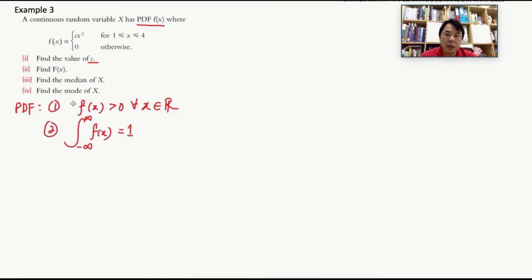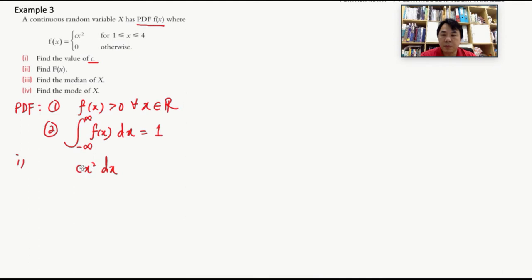How do we find the c? Knowing that the total area under the graph must be equal to 1, we're going to make use of property number 2. So to find c, we're going to use this. In this case, it will be the integral of c x squared dx. Okay, I think I missed out my differential, sorry, my dx. Okay, just let me add that on.